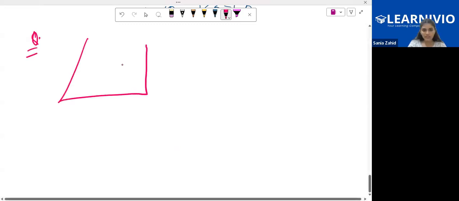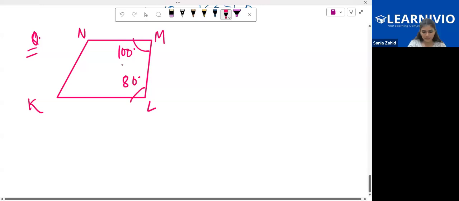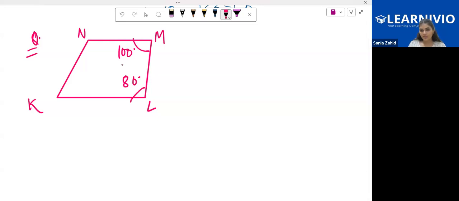So this is a figure right here. This angle is 100 degrees. This angle is 80 degrees. Then you have K, L, M, N. Okay. Now you have to explain why this figure is a trapezium. What was the property of trapezium that I taught you? What are the properties of trapezium?